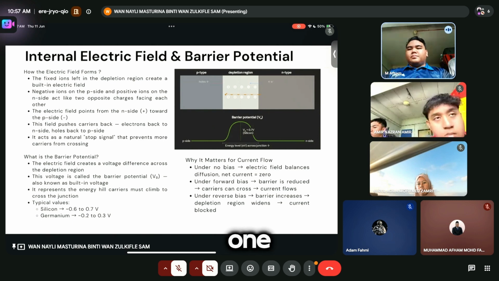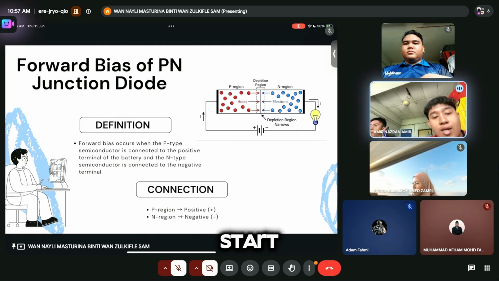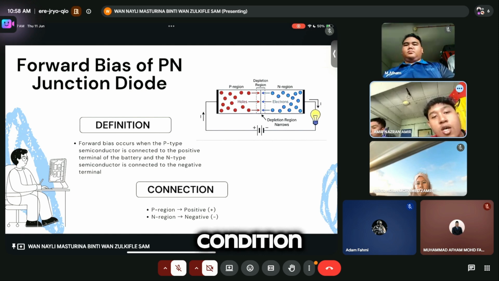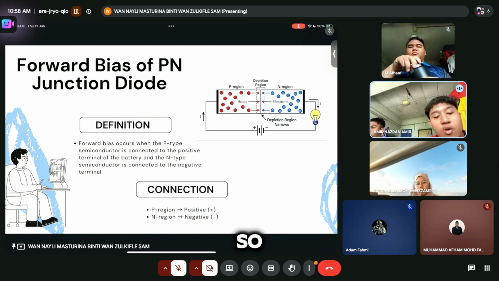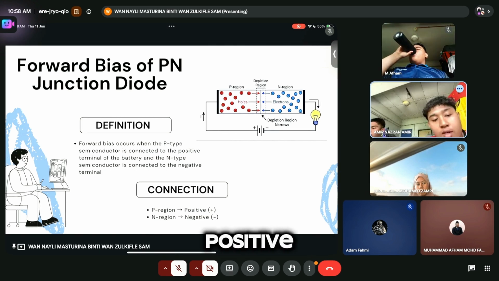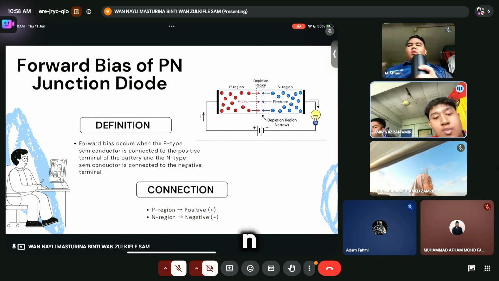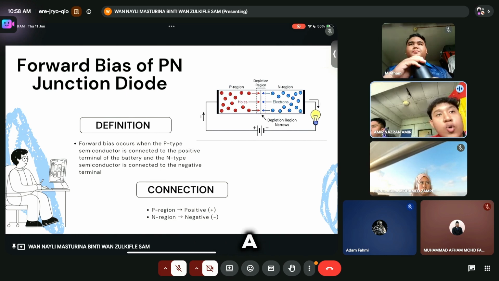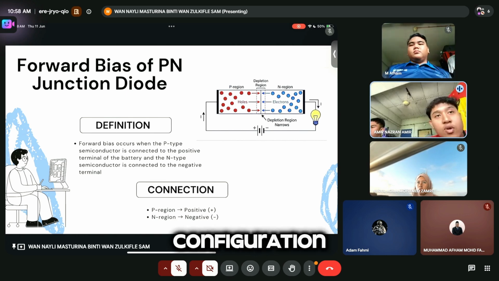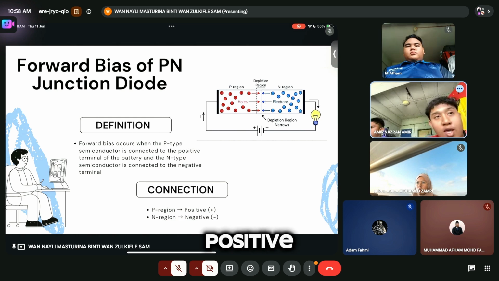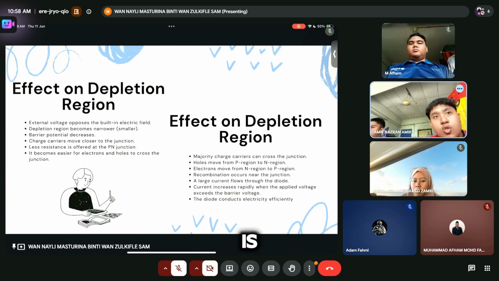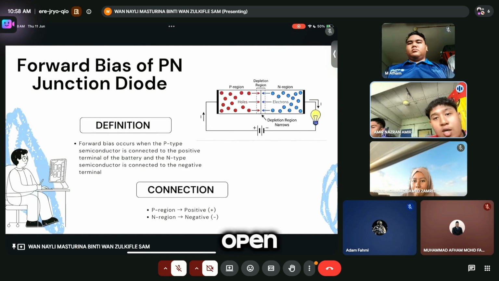Next, let's start by looking at how a PN junction behaves under different electrical conditions. We begin with forward bias. Forward bias occurs when we connect the P-type semiconductor to the positive terminal and the N-type semiconductor to the negative terminal of our battery. A quick rule to remember this configuration is P goes to positive and N goes to negative. This specific setup is what allows the diode to act as an open gateway for electricity.